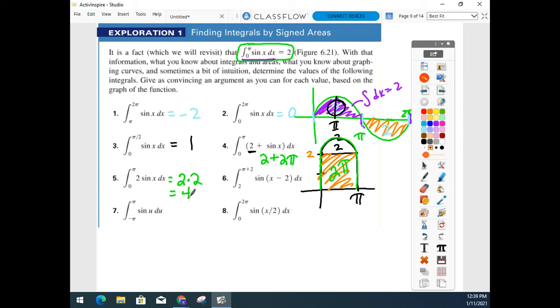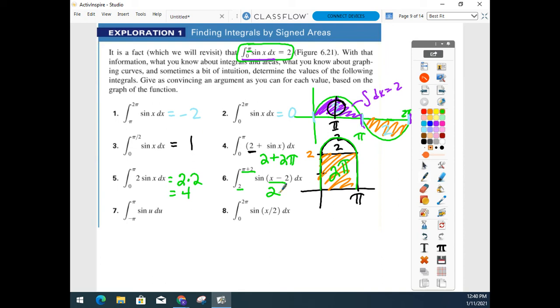Number 6. All right, so this one's a little bit stranger. This is shifting everything to the right 2. So does it make sense if I'm shifting everything to the right 2? Notice this went from 0 to 2. This went to pi plus 2. Everything shifted by 2. Everything was translated, so it's going to keep the original area value of 2.